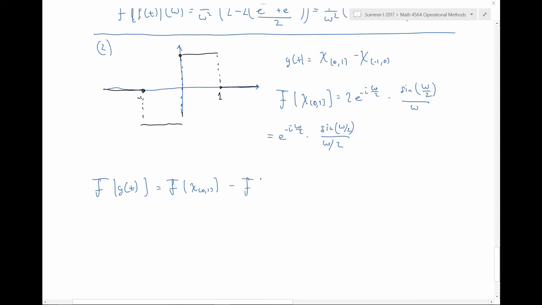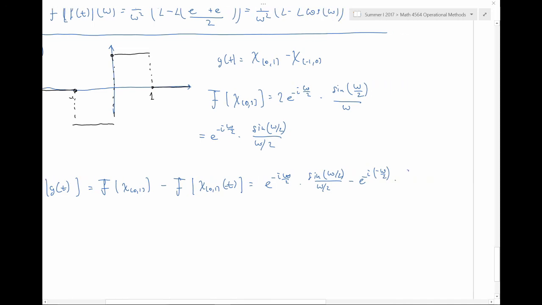minus the Fourier transform of the chi 0, 1, but with minus t plugged into it. So this is going to be e to the minus i omega over 2 times sine of omega over 2 over omega over 2 minus e to the minus i minus omega over 2 multiplied by the sine of minus omega over 2 divided by minus omega over 2.